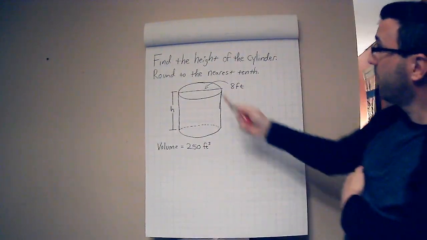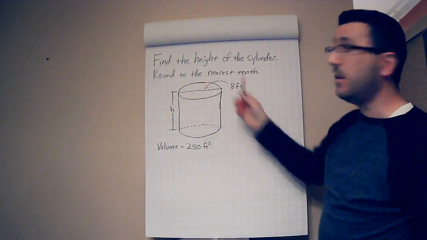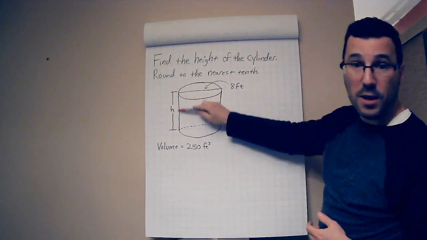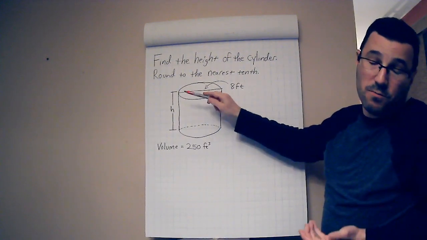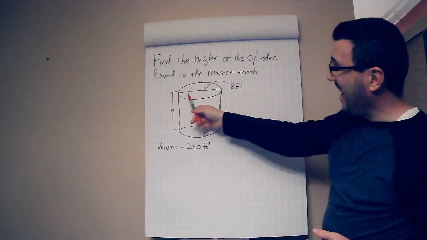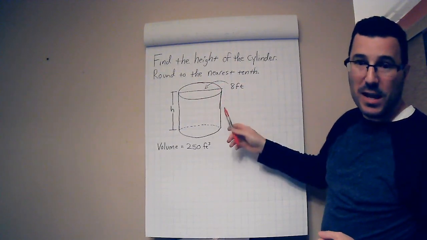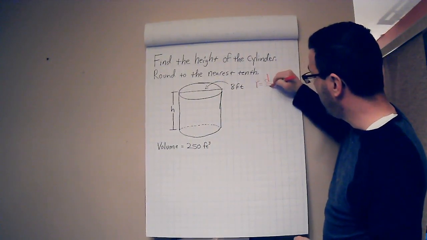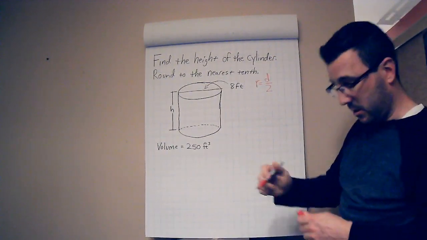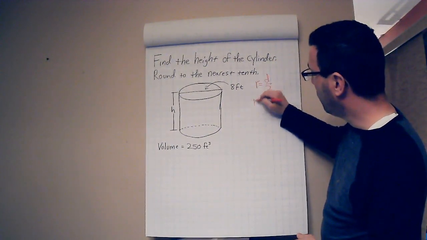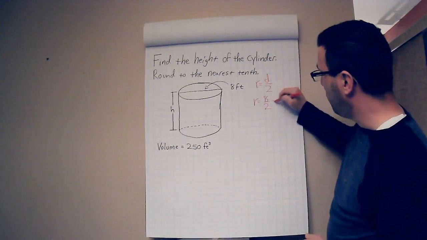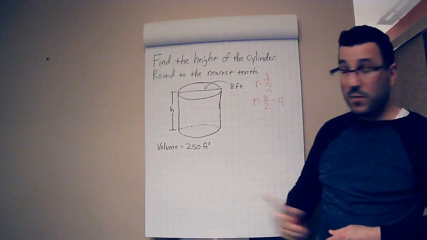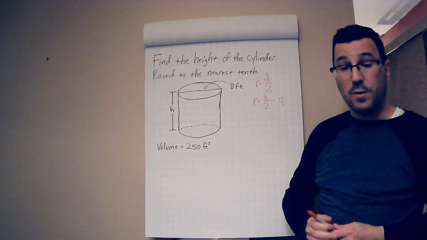So when I look at this, again, find the height of the cylinder, round to the nearest tenth. If we look over here, they give us h for height. So we don't have the height. And they don't give us a radius, they give us a diameter. So the first thing I'm going to do is change this. Radius equals diameter divided by 2. Radius equals 8 divided by 2, which is 4. So our radius is going to be 4. And they give us the volume. The volume is 250 cubic feet.